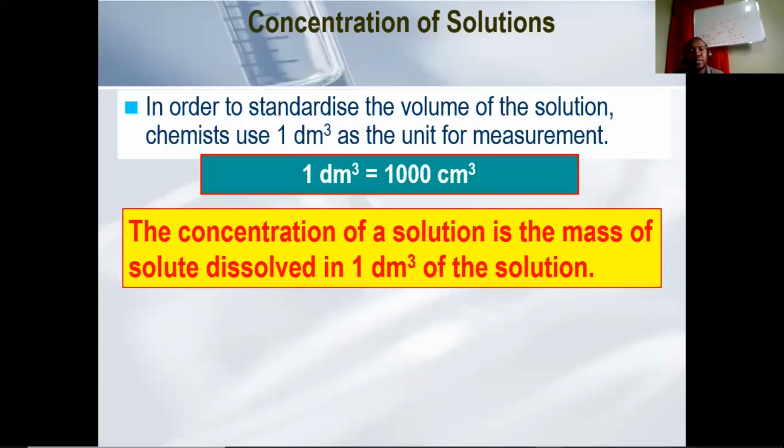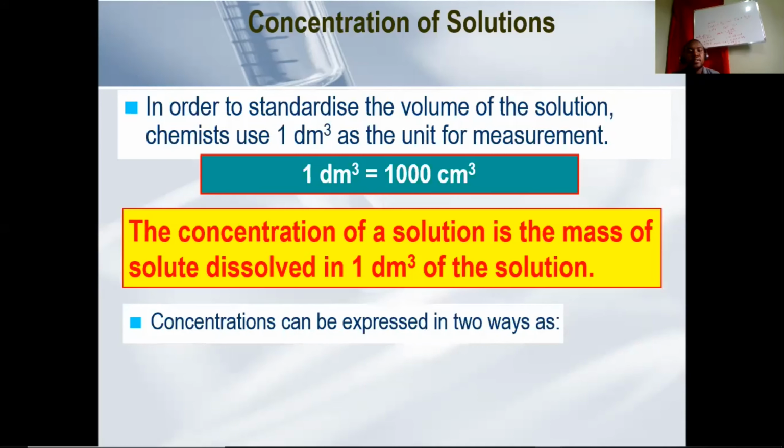In order to standardize the volume of solutions, we use 1 dm cubed, which is 1,000 centimeters cubed, in our calculations of concentration. So the concentration of a solution is the mass of solute dissolved in 1 dm cubed of a solution. In creating our solutions, we use the mass in comparison to the amount of solution that will be produced.